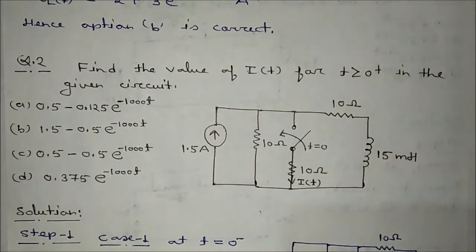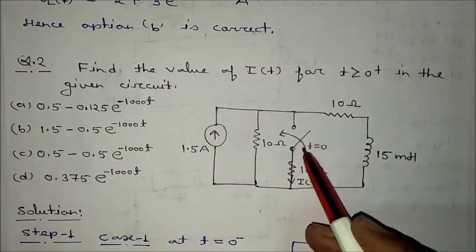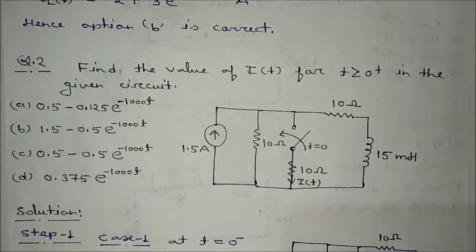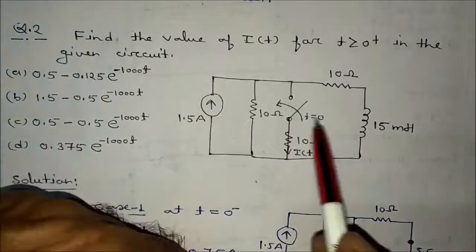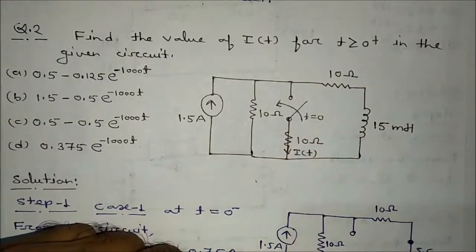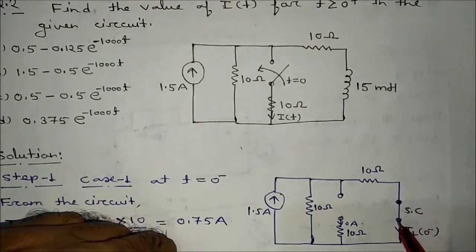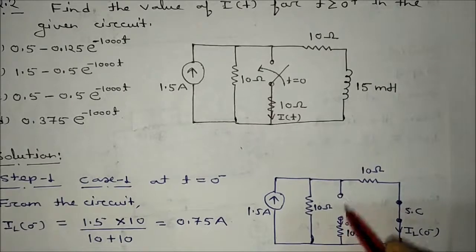What is the switching action? At t equal to 0 minus, this switch is open. For t greater than 0, this switch is closed. So first case, step 1, that is t equal to 0 minus, the switch will be open circuited, and the inductor will be short circuited. If you calculate this iL(0 minus), what will you get? This current will be 0 because it's open.